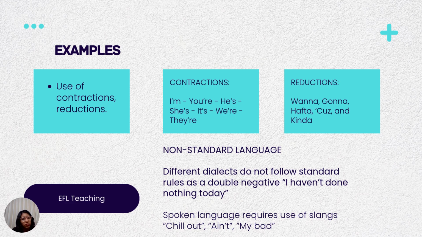Different dialects do not follow standard rules, such as the double negative. I haven't done nothing today. For example, that sentence is incorrect or wrong according to grammar rules. But sometimes when we see movies, for example, we usually hear this kind of sentence. Also, spoken language requires the use of slang like chill out, ain't, my bad, things like that.